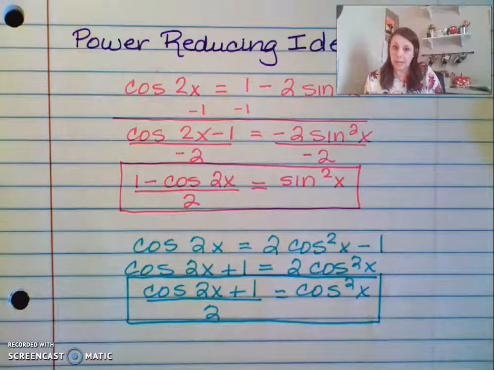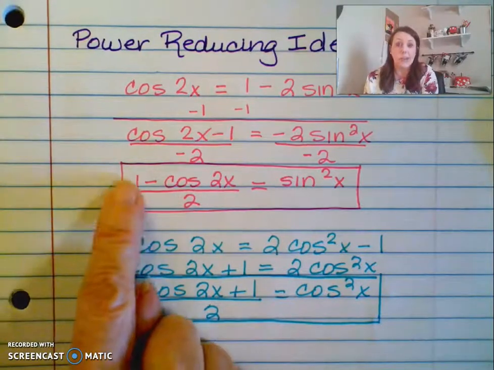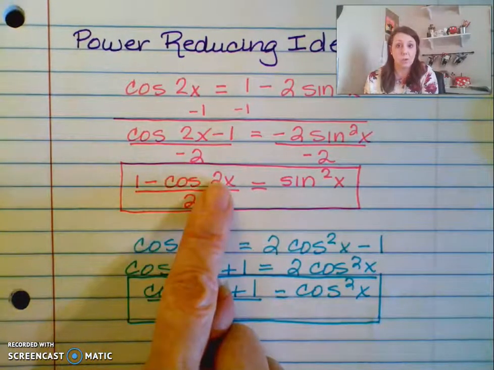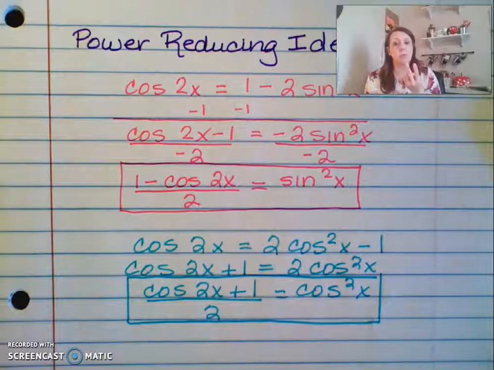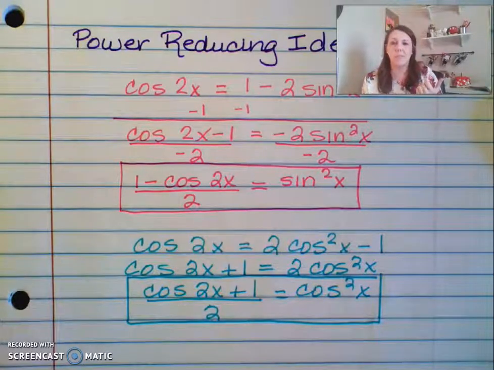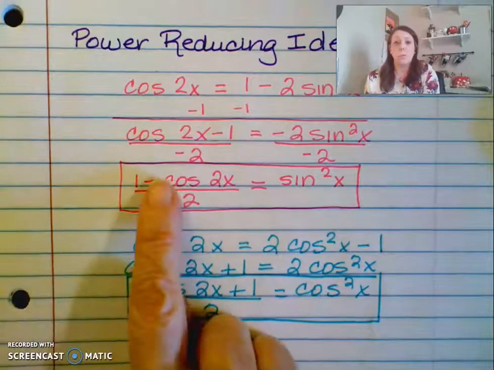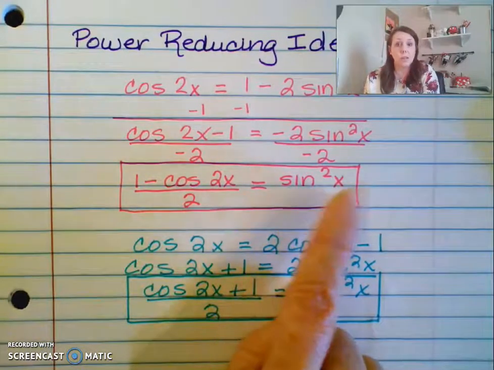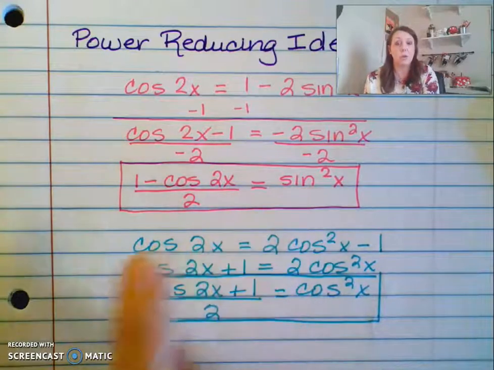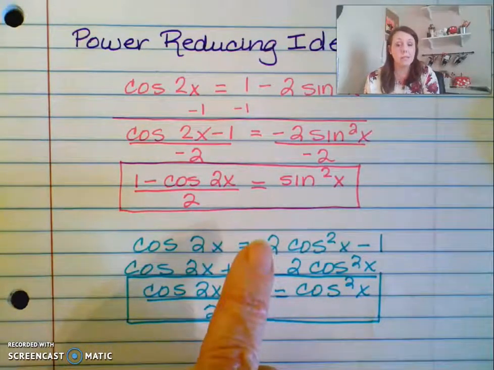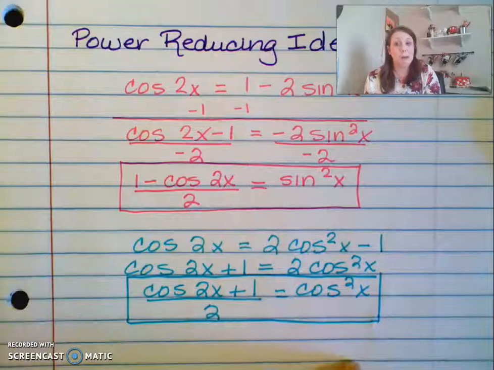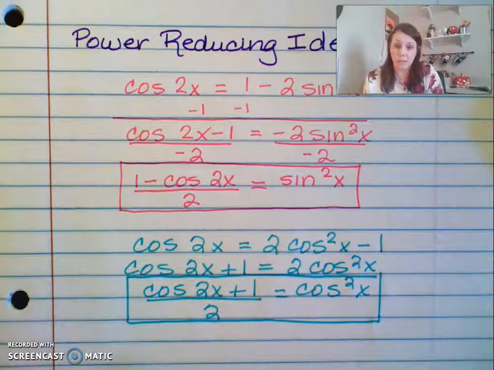That is not the case, though, with that sine squared. We have to have it as 1 minus the cosine of 2x. If you have those two terms reversed, then you're going to get the opposite of the answer that you need, and that's not what's necessary here. So remember that in the sine squared power reducing identity, your numerator is 1 minus cosine 2x, and in the cosine squared, it's going to be 1 plus cosine 2x.